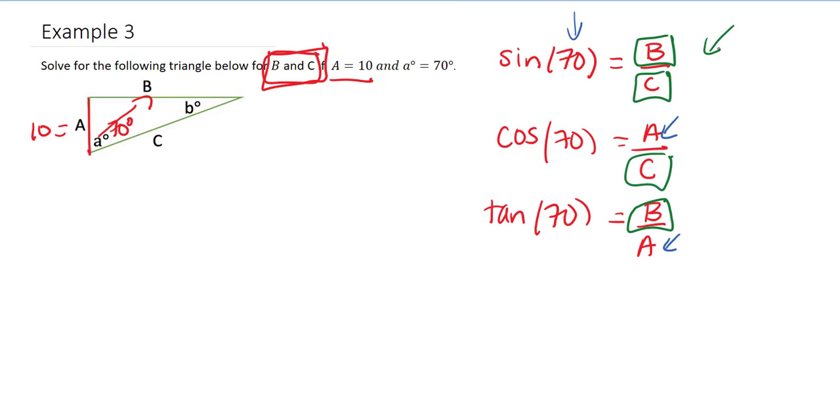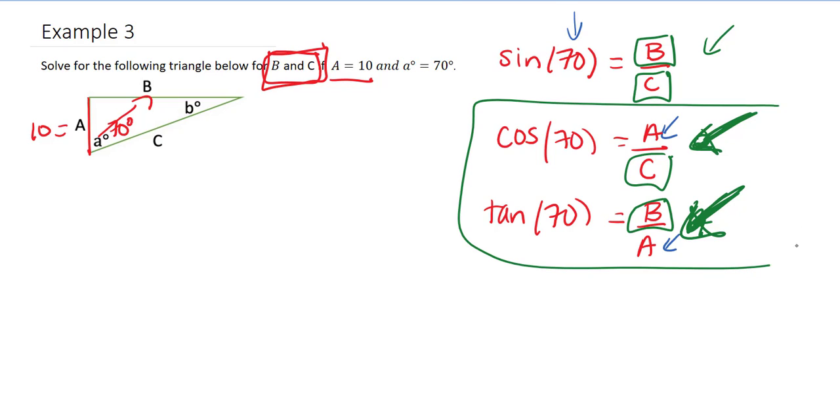Let's look at the next one, cosine. Well, we know what the angle is, and we know what A is, but we're solving for C. So we use this one to solve for C. And then the tangent, if you notice that one, we have two knowns and just the one unknown of B. So we're going to be using cosine. We'll make this bigger. So these two we're using.